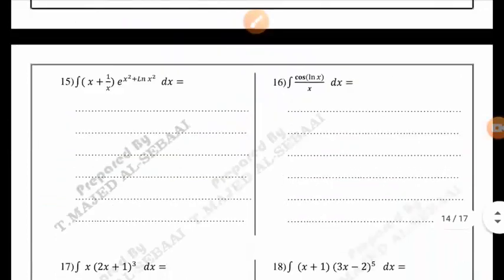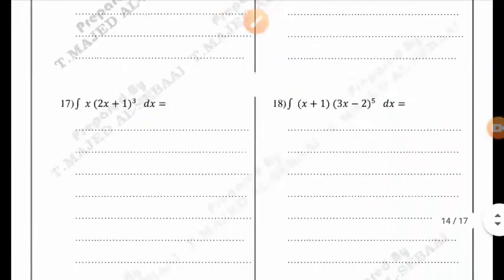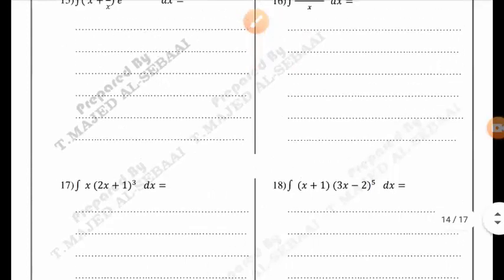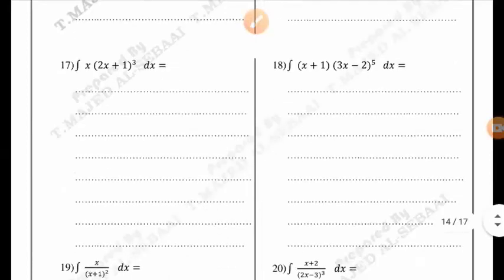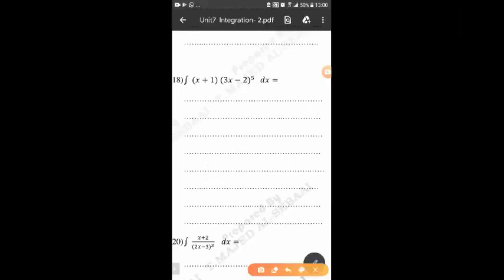I think we stopped, which question did we stop on? Question 17? We did question 17, right? We didn't do question 18. Question 18. Yeah. Okay, question 18 is easy. By substitution. How can I do that? I will say let u equal. What do you think?